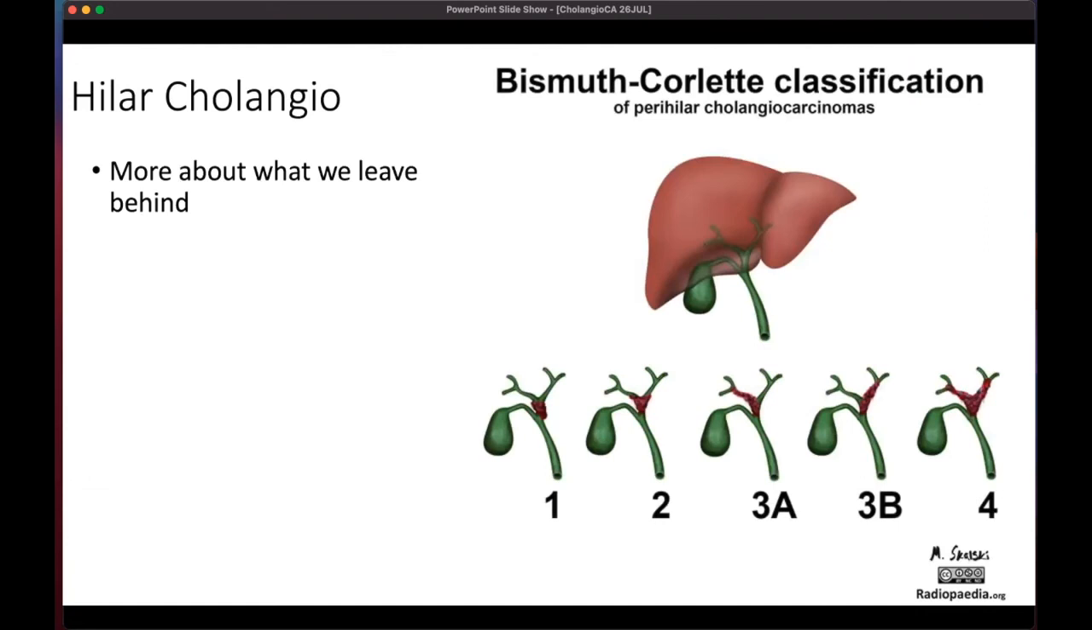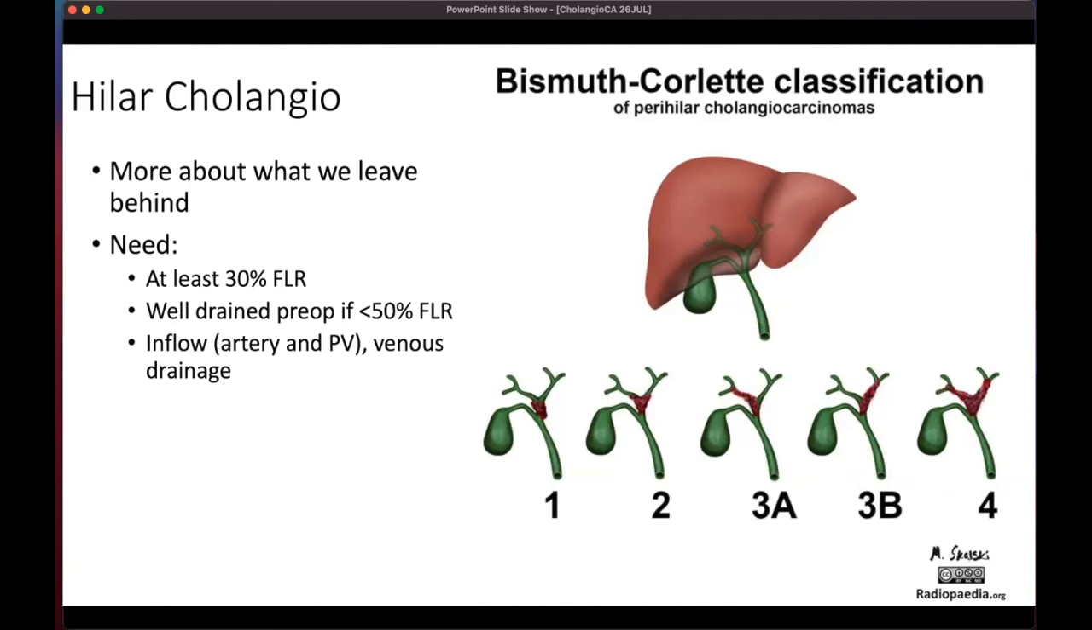All right. So again, it's more about what we leave behind than what we're taking, is kind of the way to think about these operations. So we need at least 30% FLR. We need a well-drained FLR, especially if the FLR is going to be less than 50%. And then we need inflow and venous drainage. The venous drainage is usually not a problem, but the inflow is the real problem, right? So we've got to be careful about the artery and portal vein feeding that part and what the tumor's relationship is to that.